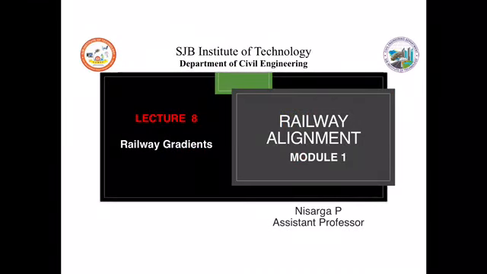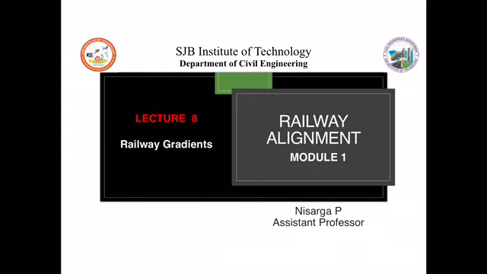Hello students, in the previous sessions we discussed the topics related to the railway track components. We discussed the requirement of various components, what types are available, and how they have to be designed. All those aspects are studied in the first part of module 1. In the second part of module 1 we have the topics related to railway alignments.